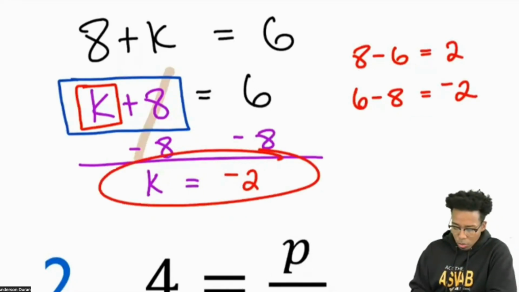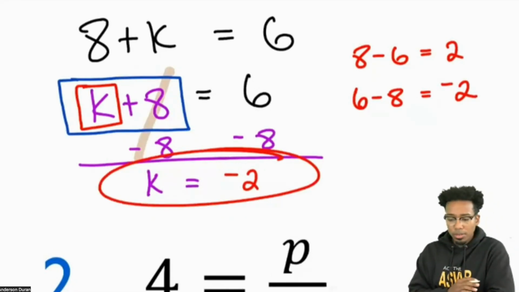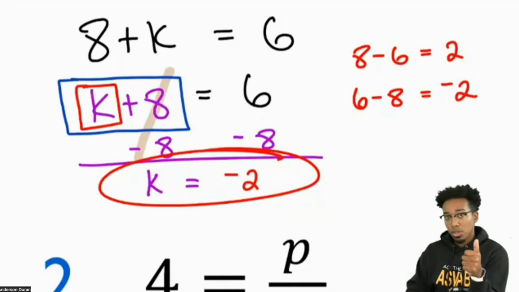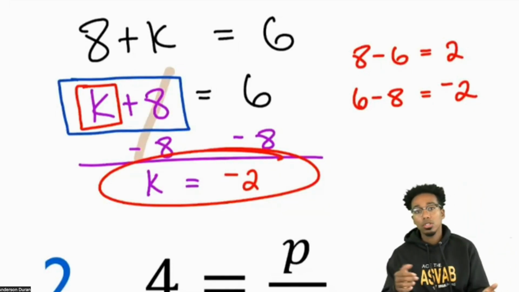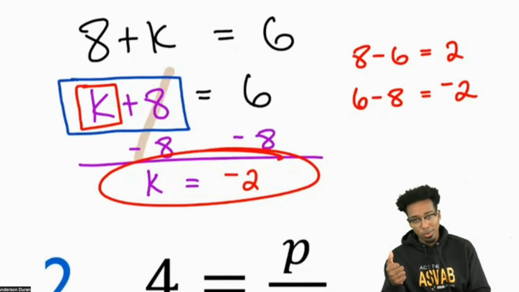But I'm not here to teach you about negative numbers. All I'm doing is illustrating that these two rules are always in effect. Whatever you do to one side, you do to the other. And when you're solving equations, you're essentially working backwards. So far, so good, everybody? So we can move on to the next one.